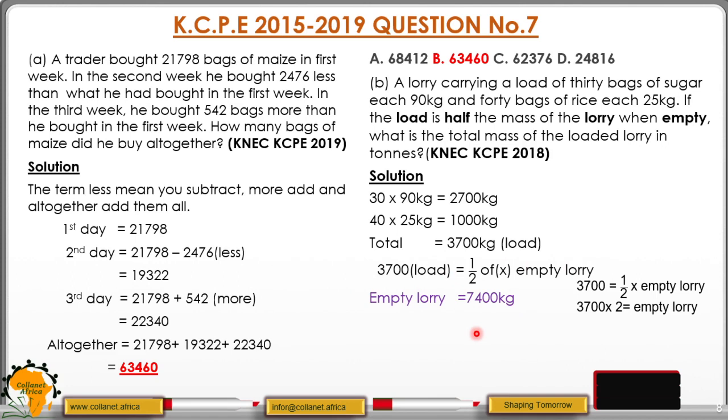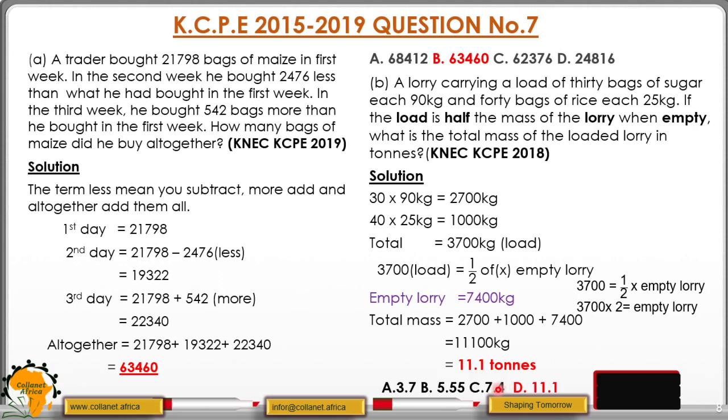Then, after you have done that, we now need to get the total mass of the lorry and the load. So we have 2,700 plus 1,000 for the rice, and then we have this one for the lorry. So the answer to this will be 11,100 kg. So in tons, remember 1 ton is equivalent to 1,000 kg. So you divide this one by 1,000 to get 11.1 tons. So that is the answer, choice D.